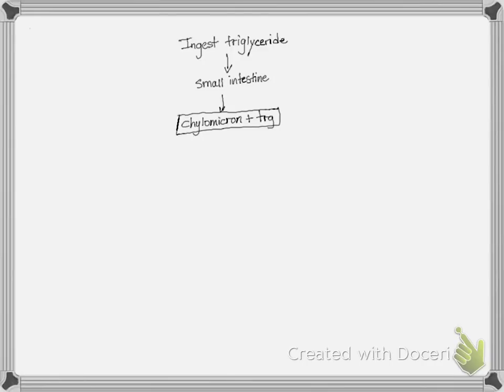Okay. And it goes to the liver. So we're going to draw a liver over here. It's our liver. So our liver is going to use HMG CoA reductase. And this will make sense in a minute.